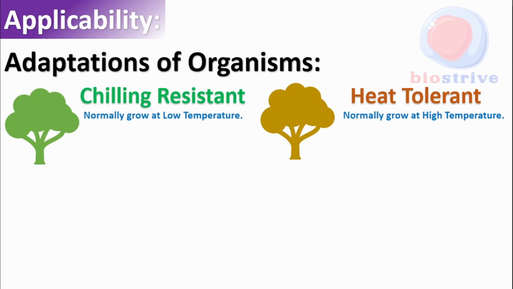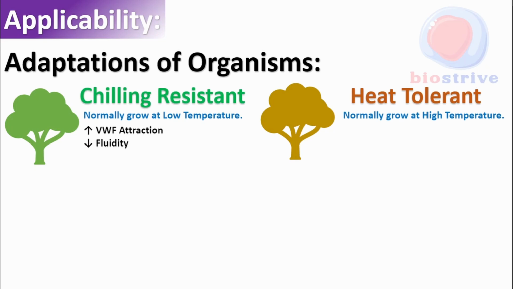Okay, let's talk about chilling resistant plants, the plants that grow normally at lower temperature. Normally at lower temperature, van der Waals forces of attraction will be higher because there is low kinetic energy between these molecules. So we have higher van der Waals forces of attraction, which will lead to lower fluidity. But temperature may decrease as well. If the temperature decreases to an extent that the membrane freezes, there will be such a hindrance in the transport of molecules that the cell may die.